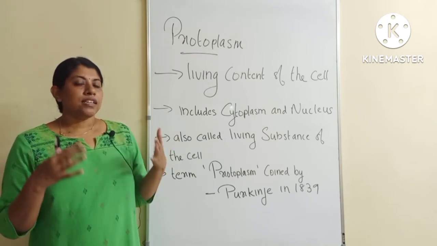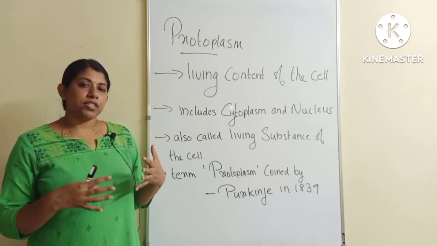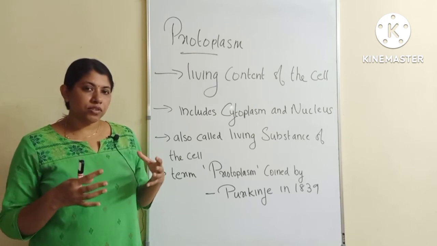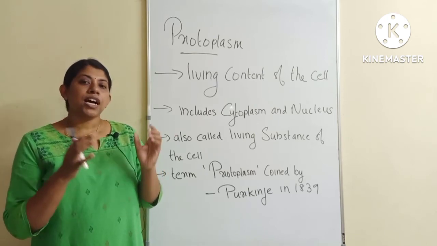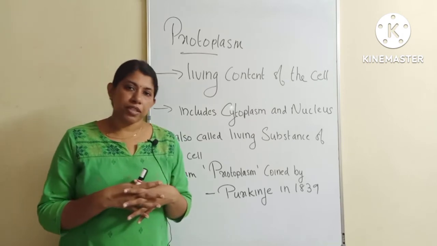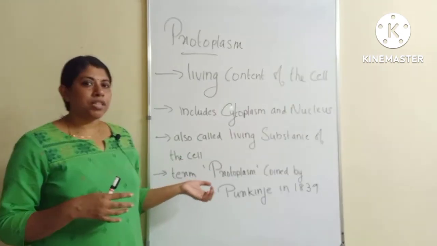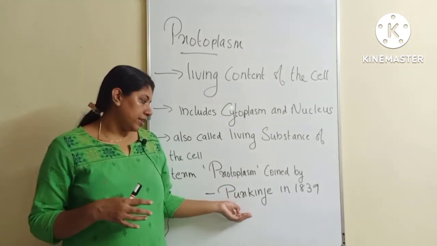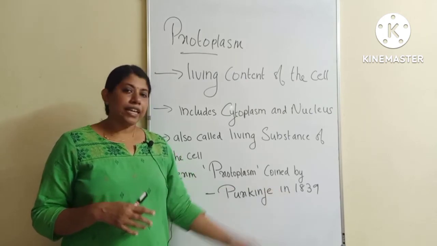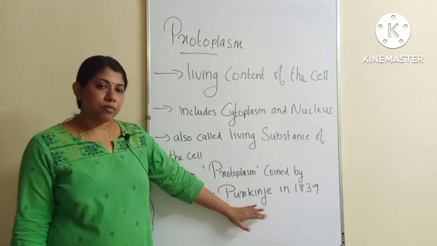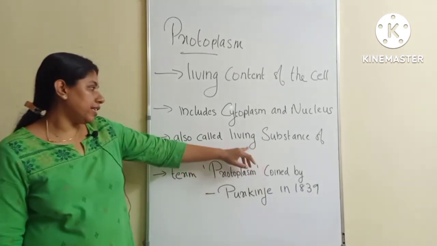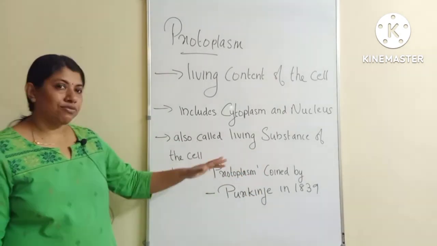It contains both cytoplasm and nucleus. All the contents of the cytoplasm and nucleus are combinedly called as a protoplasm. Okay, and the term protoplasm was coined by the scientist named Purkinje, in the year 1839. This is important from a competitive exam point of view, and this sentence is also important: living substance of the cell.